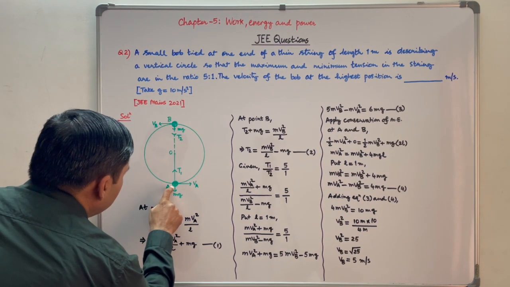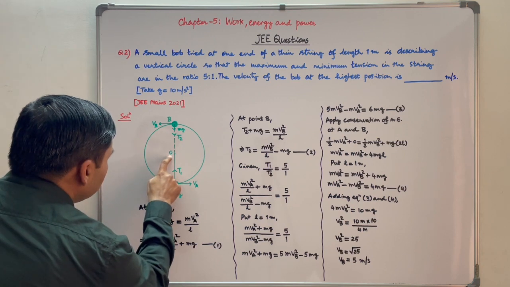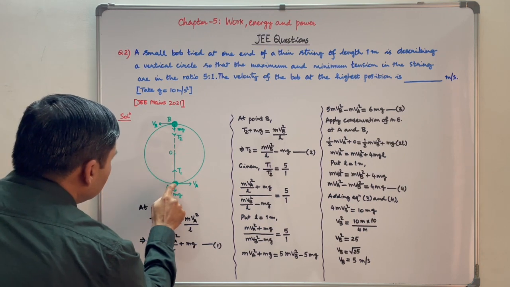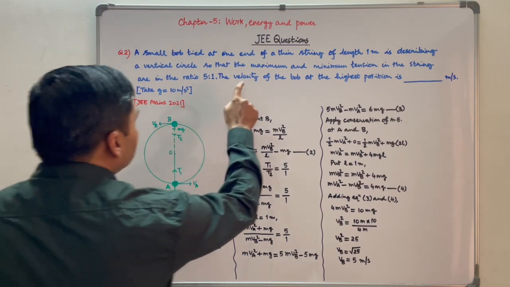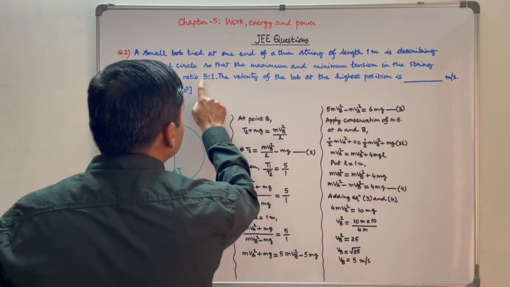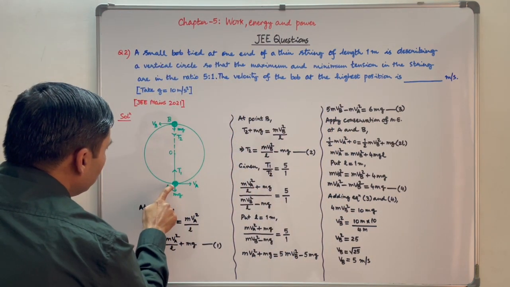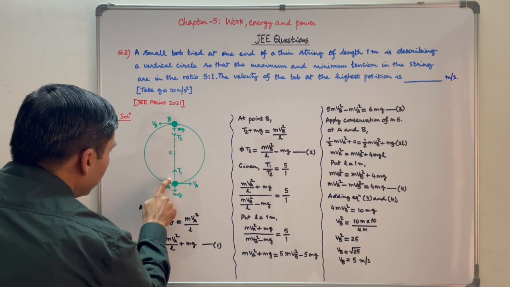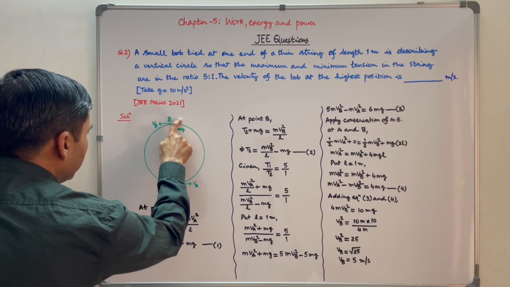Suppose this is bob. It is connected to one end of the string. Other end of the string is fixed at point O. This bob is moving on a vertical circle. It is given that ratio of maximum and minimum tension in the string is 5:1. We know that maximum tension in the string will be at lowest point A and minimum tension in the string will be at topmost point B.